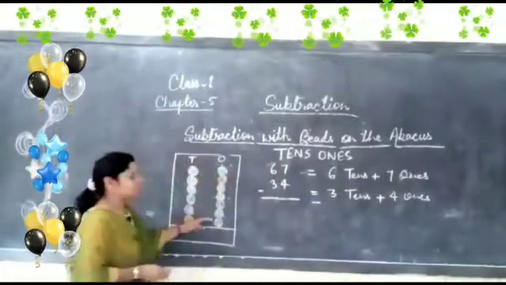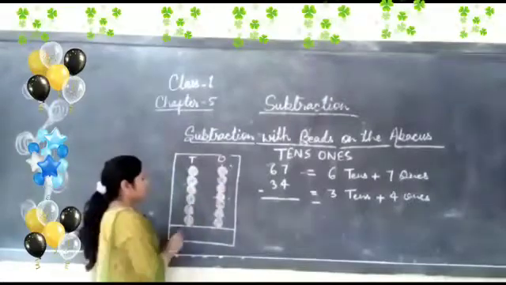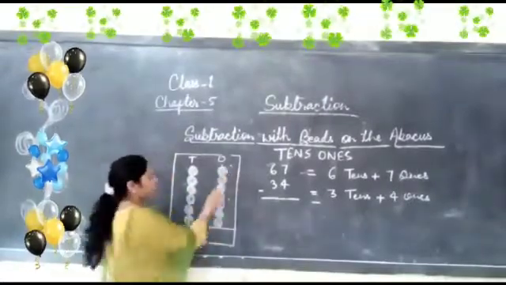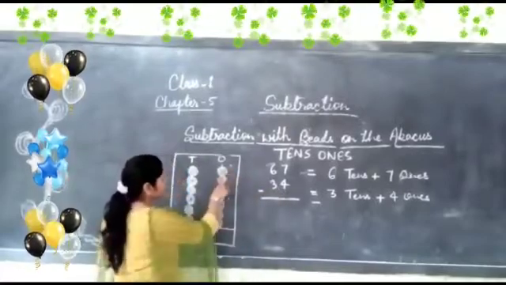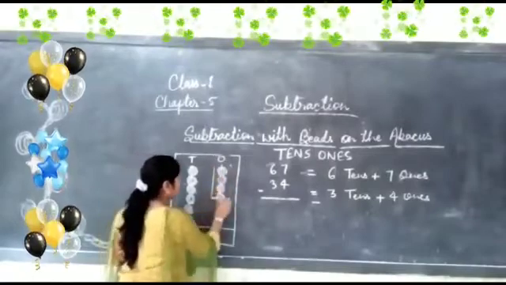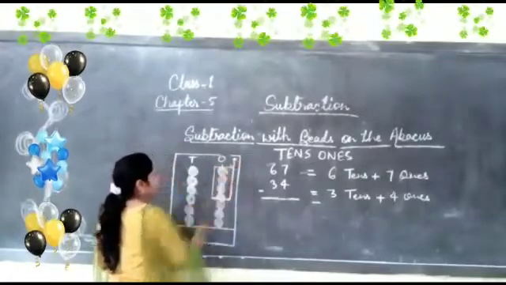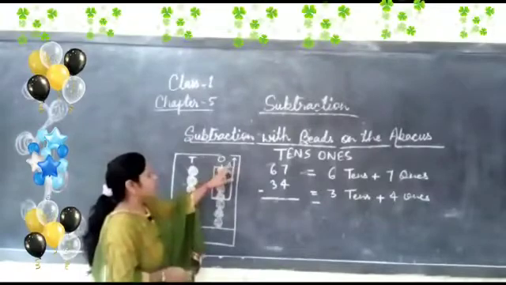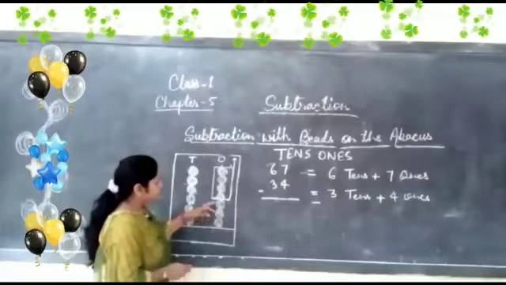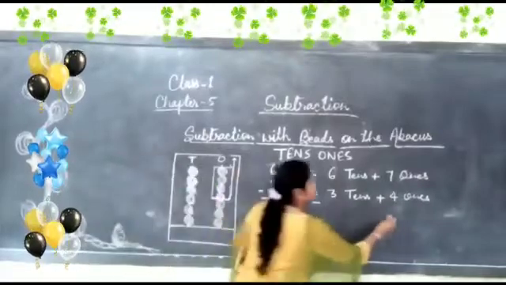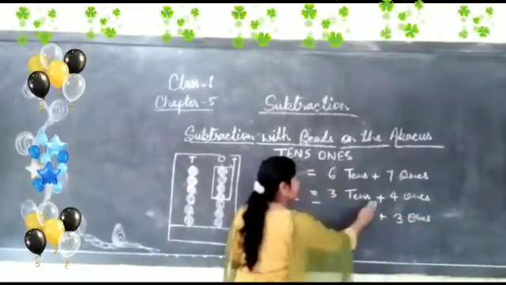You can see we have 7 beads over here and we have to take away 4 beads from 7. Now we will count from the upper side 1, 2, 3, 4 because we have to take away 4. We will take away 4 beads from here and we will put an arrow mark in the upward direction. Now how many beads are left over here? 1, 2, 3. So we can write 3 ones. The plus sign will come here.